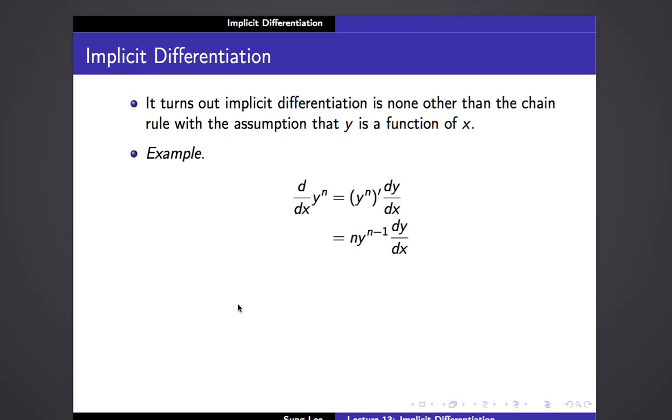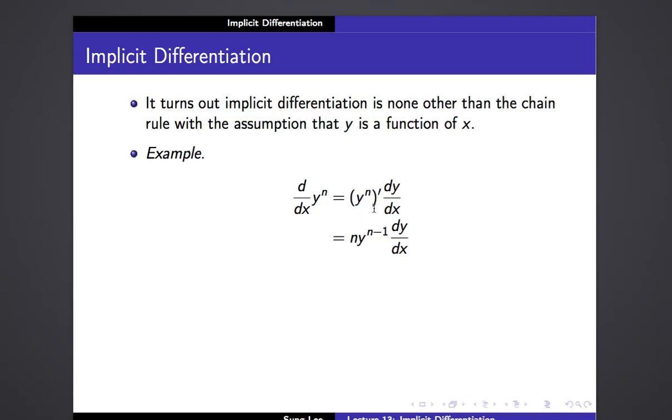So here is an example. We have a function y to the power n, and here also we are assuming that y is a function of x. So we want to find the derivative of y to the power n with respect to x. In this case, y itself works as the function u. Remember, when we studied the chain rule, we introduced the variable u? In that case, y is actually u.